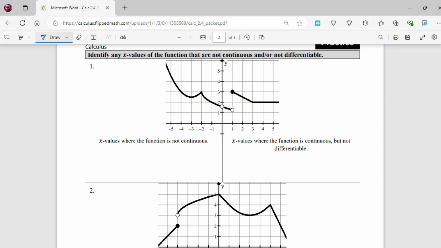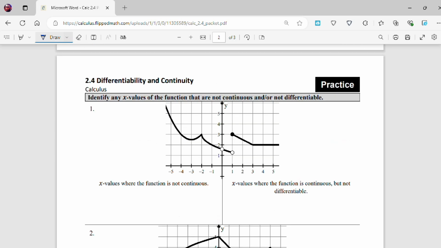So, quick reminder, when we have a graph, you usually want to read it from left to right. And so, we're asked to find the x values where the function is not continuous, and the x values where, if the function is continuous, we're going to try to find x values where it's not differentiable. So we're going to do the left side first, okay? So x values where the function is not continuous. So we're going to look for breaks in the graph.